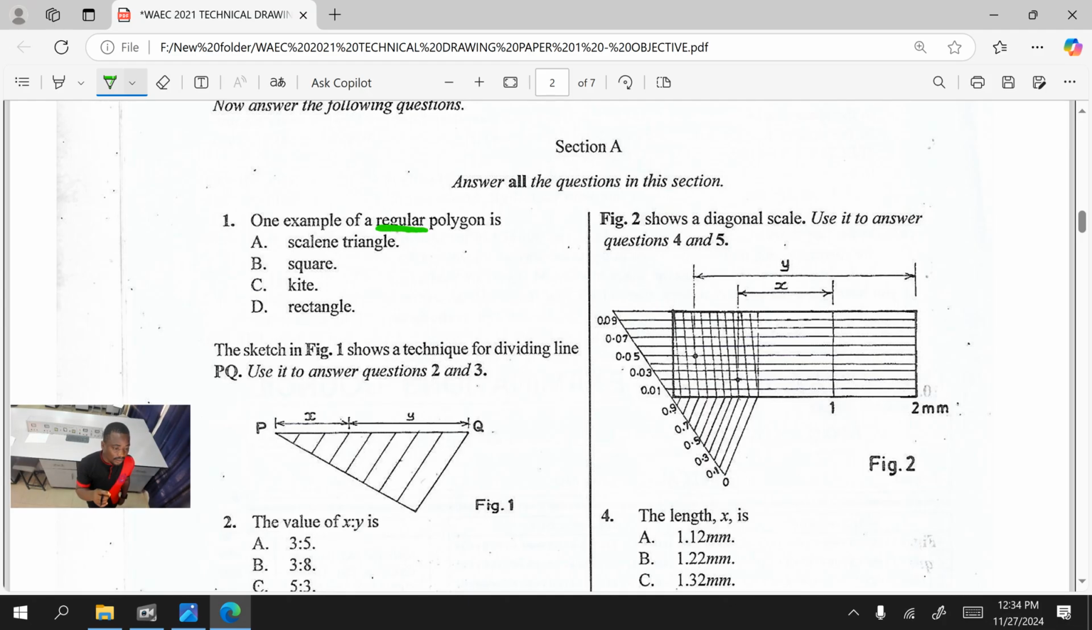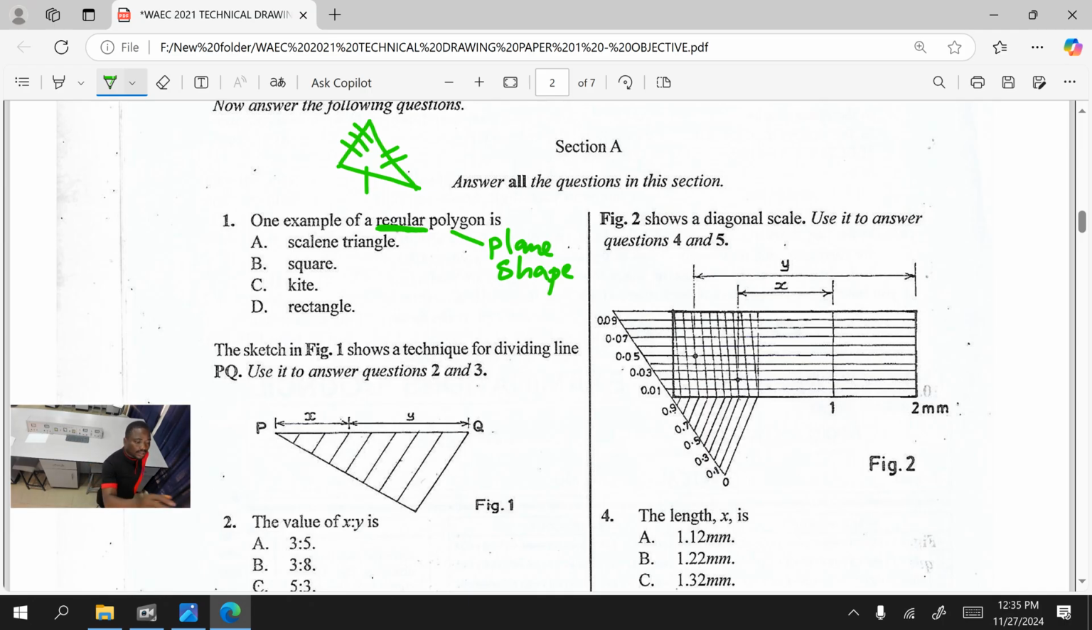All 2D shapes, which we call the plane shapes, are referred to as polygons. So if you look at the shapes, we are given a scalene triangle. First, you ask yourself, what is a scalene triangle? A scalene triangle is a triangle whereby all the sides are not equal to each other. So this side is not equal to this side, is not equal to this side. Do you get it now?